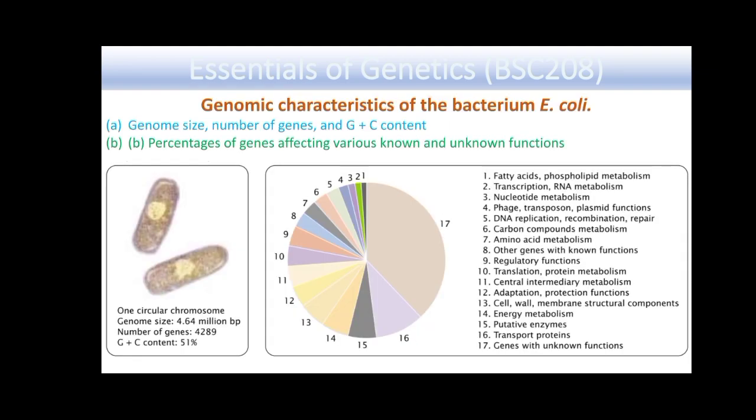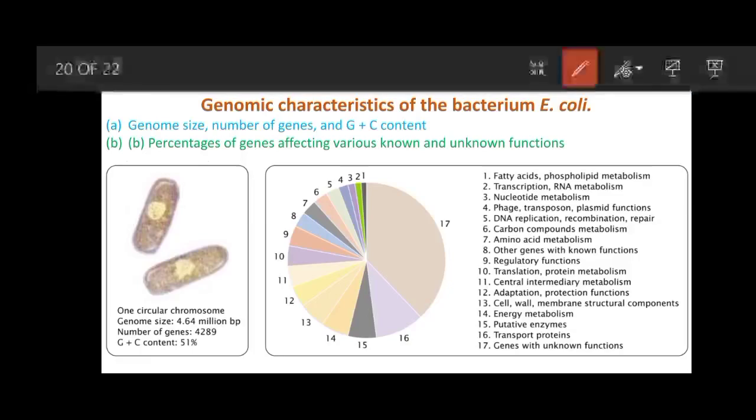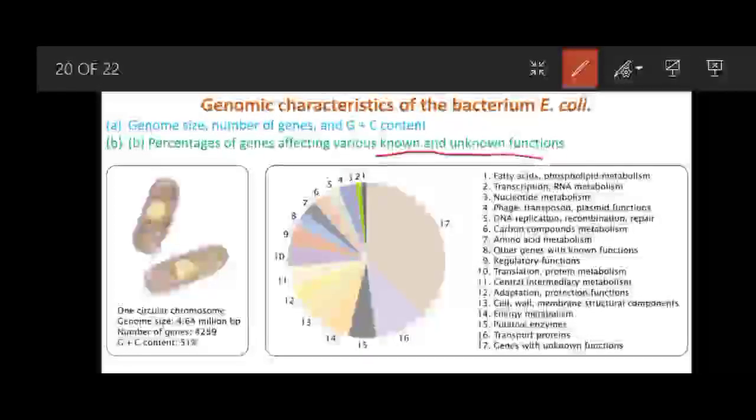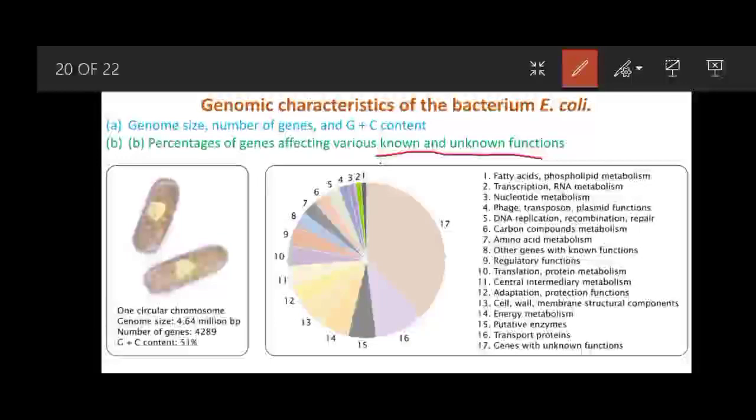So this is the genome of the bacterium E. coli. The E. coli bacterium has its genome sequenced, and different percentages of genes affecting various known and unknown functions are given. There are several different types of genes. So genes for fatty acid and phospholipid metabolism, for example, and transcription and RNA metabolism, and many other cellular processes have been identified. So this is the genome of E. coli.